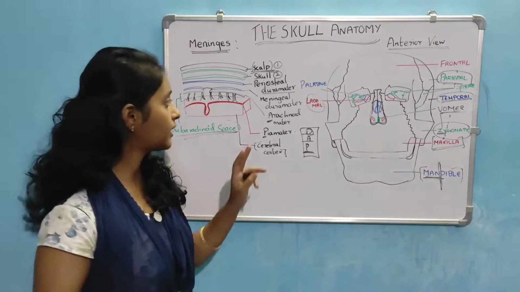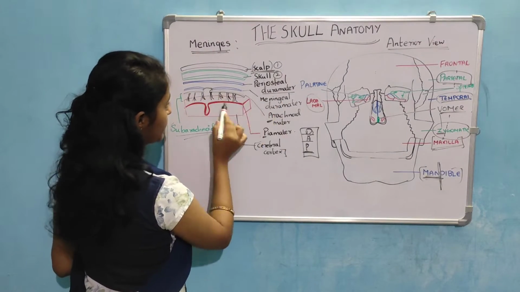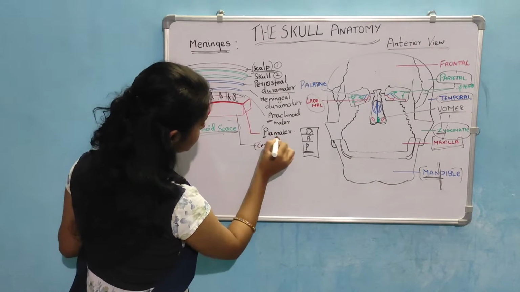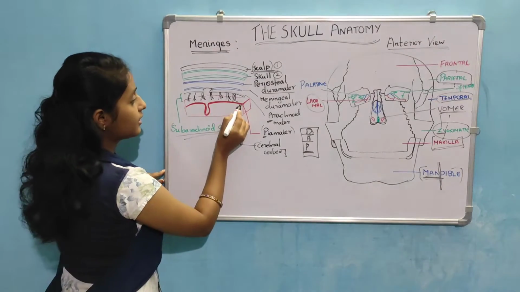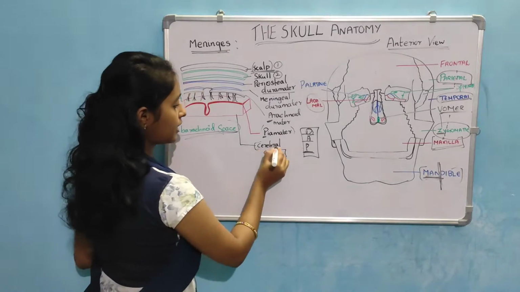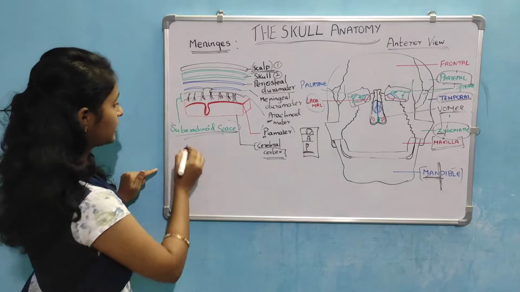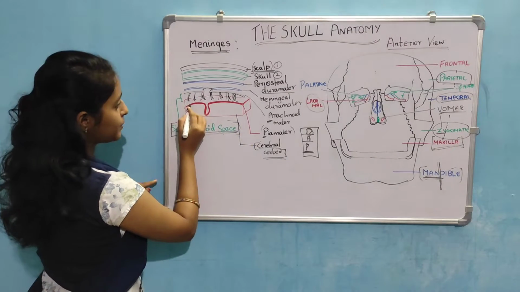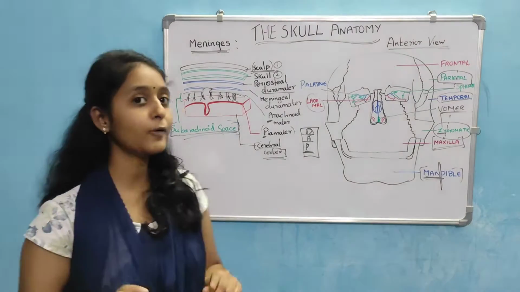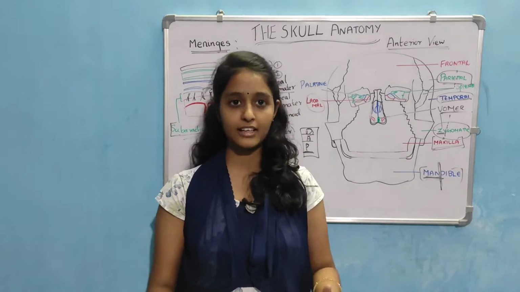There are two types of dura mater, the periosteal dura mater and the meningeal dura mater, which is connected to the arachnoid mater. Inside we have the pia mater, which is red in color, and deep to that is the cerebral cortex. The space between the arachnoid mater and pia mater is the subarachnoid space. This is about the layers of the meninges, and next is the anterior view of the skull.